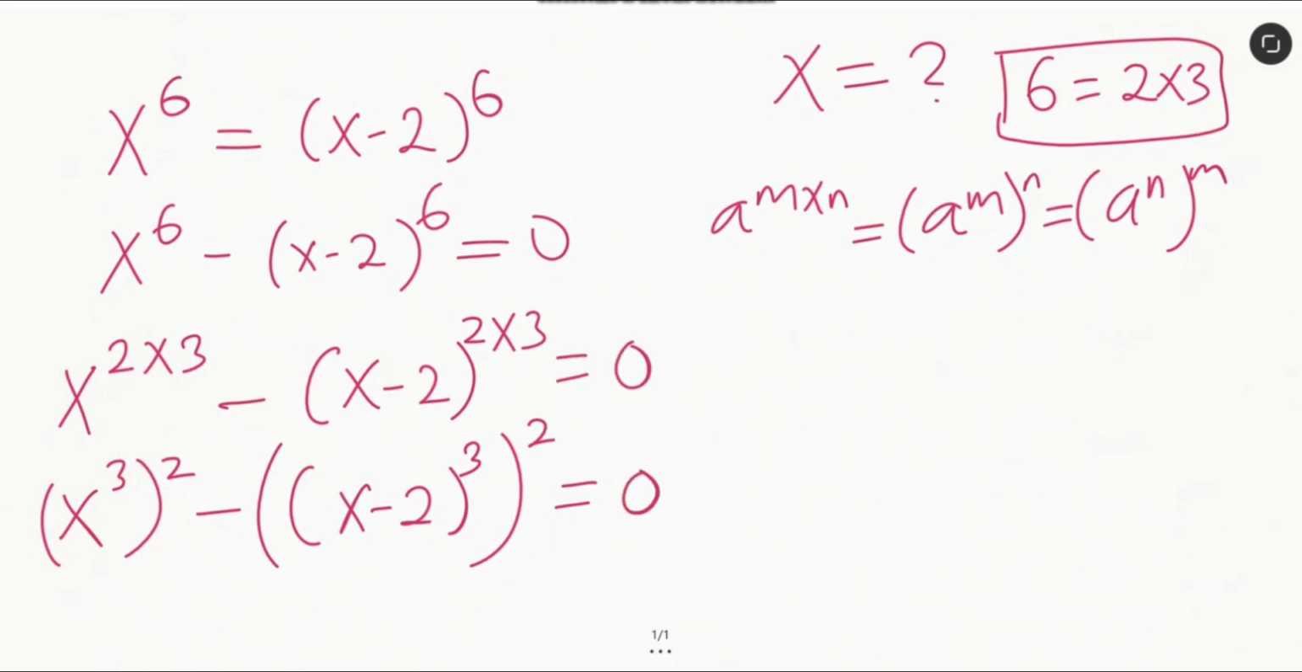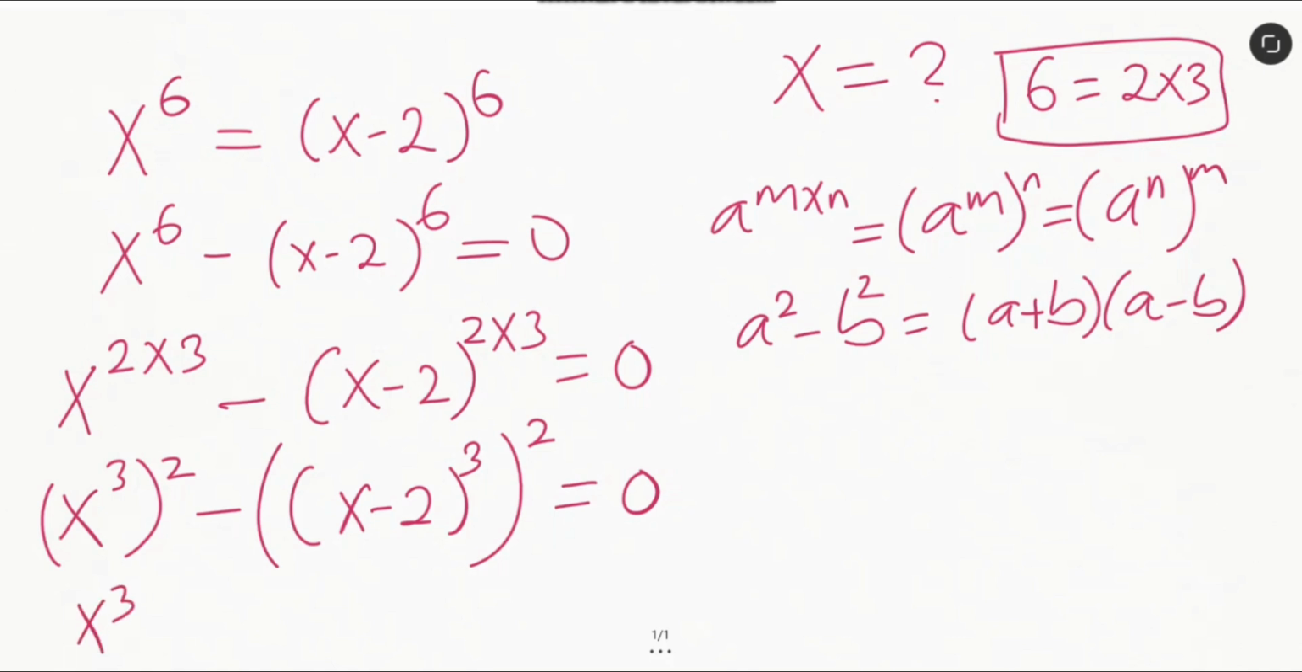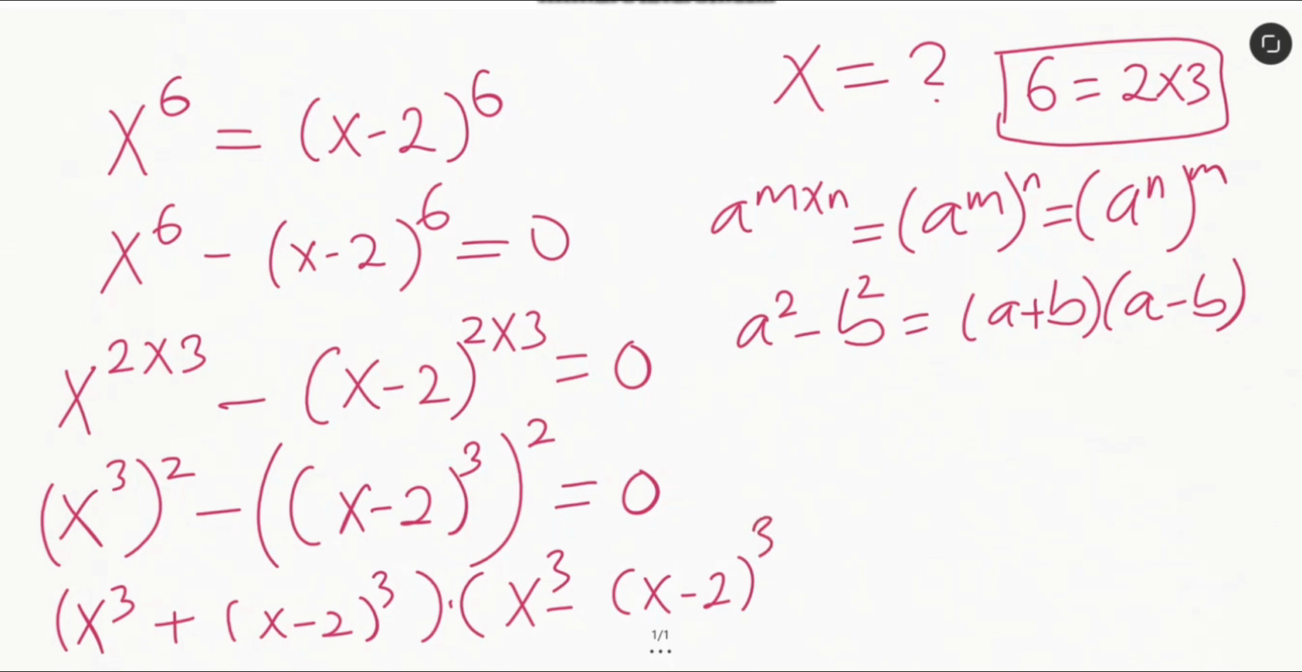Then let us recall from the difference of two squares that a squared minus b squared equals a plus b in parentheses multiplied by a minus b in parentheses. When we apply it here, we are going to have x to the power of 3 plus (x minus 2) to the power of 3, multiplied by x to the power of 3 minus (x minus 2) to the power of 3, still equal to 0.